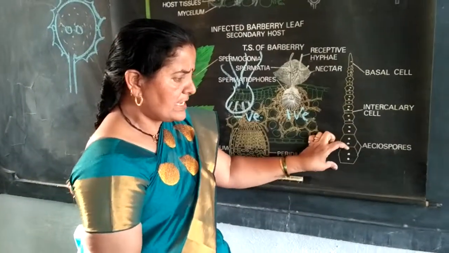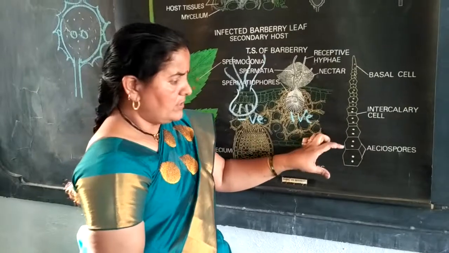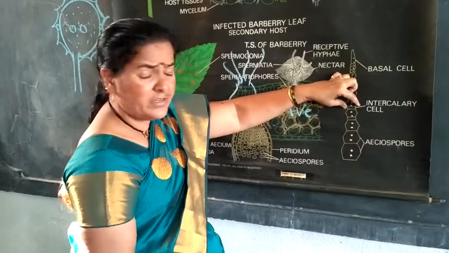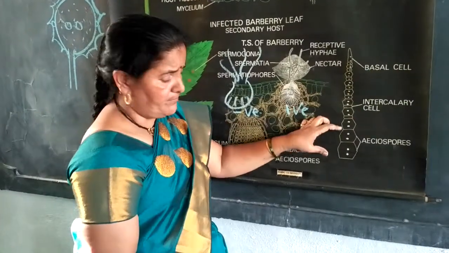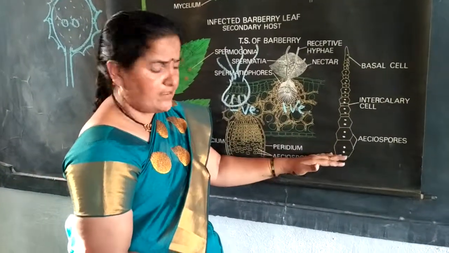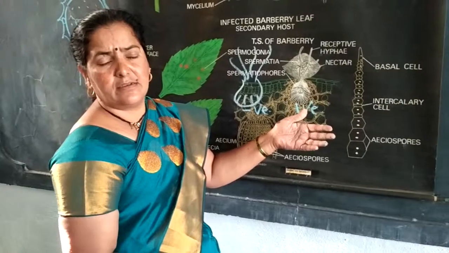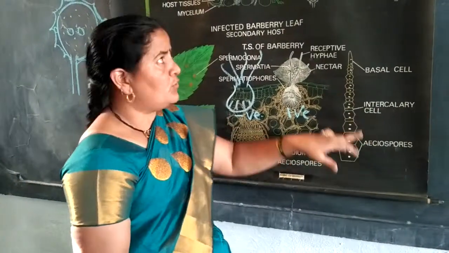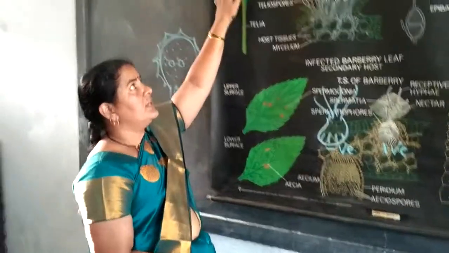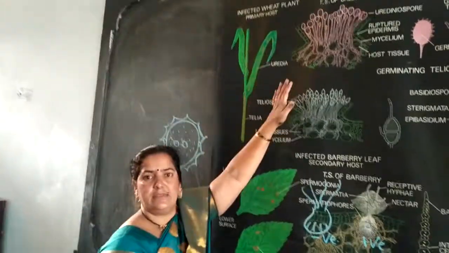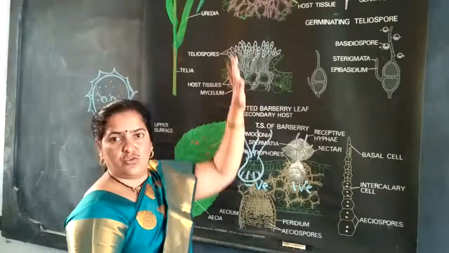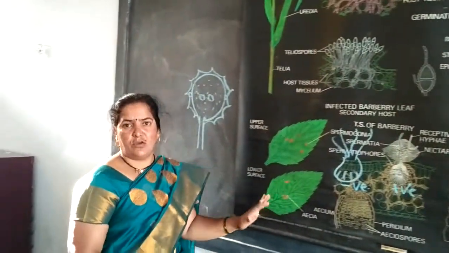When the mature aeciospore is liberated from this chain due to the drying of the intercalary cell, it is separated from the chain and then comes in contact with the air. After that, the aeciospore comes in contact with the primary host and is responsible for the development of the uredial stage. So here we complete the life cycle of Puccinia.